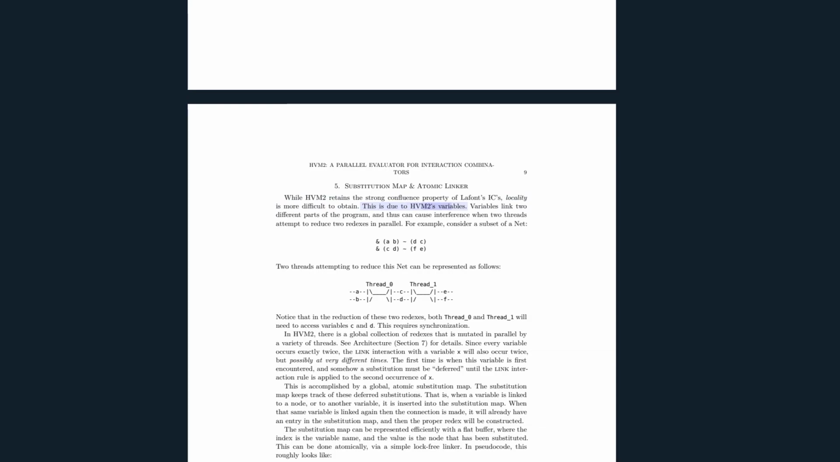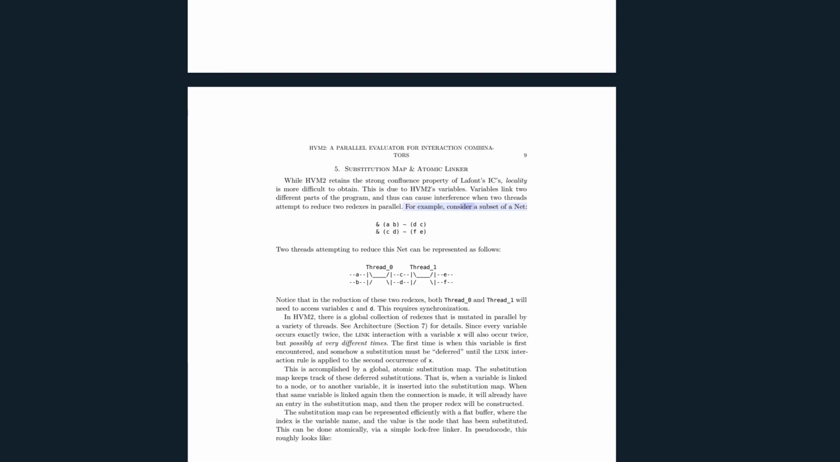5. Substitution map and atomic linker. While HVM retains the strong confluence property of Lafont's ICs, locality is more difficult to obtain. This is due to HVM's variables. Variables link two different parts of the program and thus can cause interference when two threads attempt to reduce two redexes in parallel. For example, consider a subset of a net.